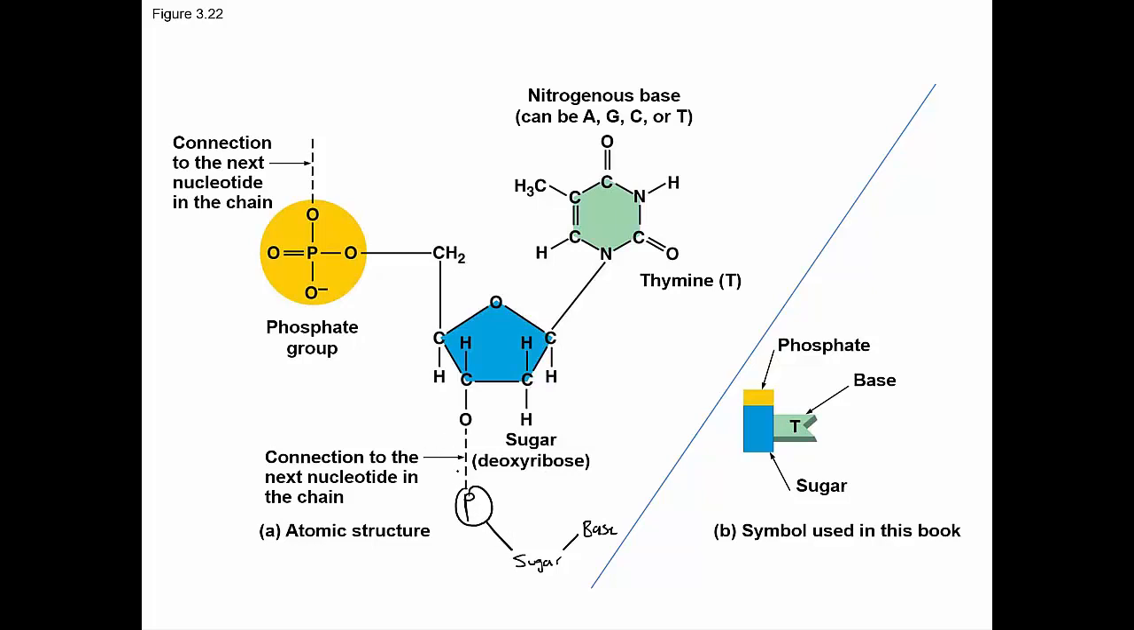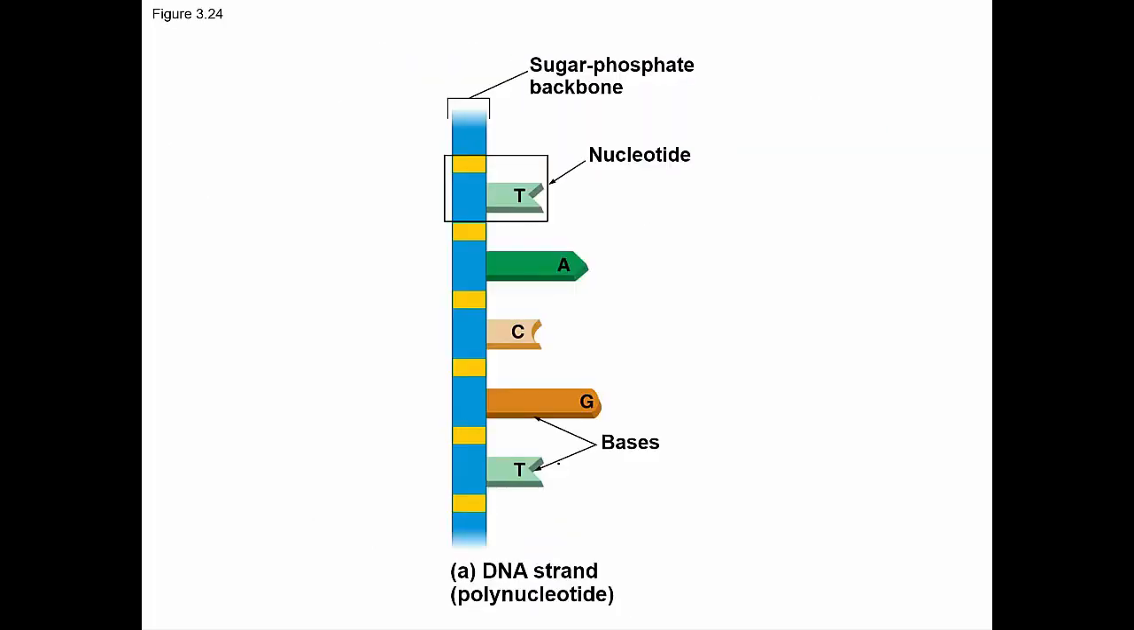The dehydration synthesis reaction occurs from the 3 prime carbon and the phosphate group attached to the 1 prime of the next one. So here's the sugar, here's the phosphate group. This phosphate group is attached to the 3 prime carbon of the next sugar. So we have sugar, phosphate, sugar, phosphate, and so on. We call this the sugar phosphate backbone of DNA. And then each sugar has sticking out of it one of the bases.